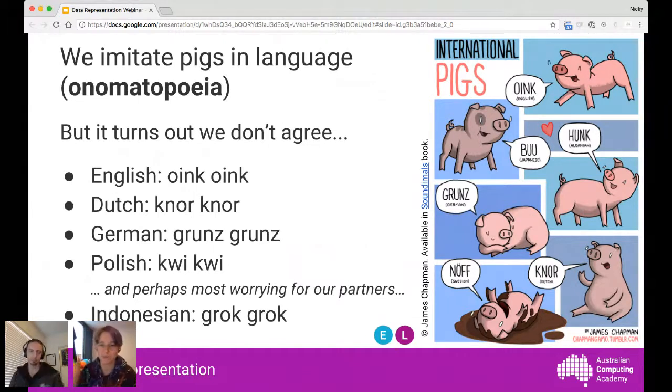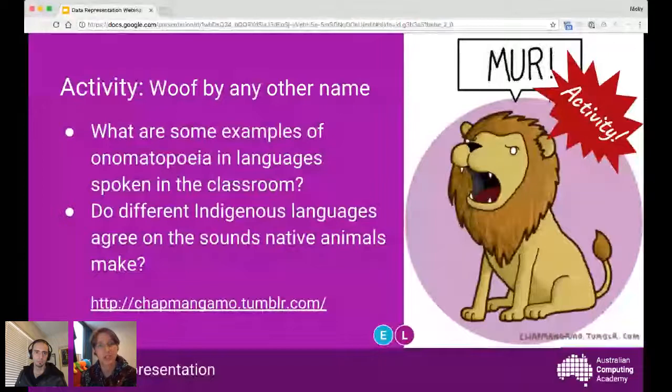And I just have to make a plug for James Chapman's delightful international sound animals. They're fantastic. We'll shoot the link around as well. So this is an activity that I like doing in the classroom, where you ask your students, who often come from a diverse linguistic background, whether they know any other words for the sound of a wolf or other animals in their own language. And you can also add in a bit of discussion about Indigenous languages there as well.